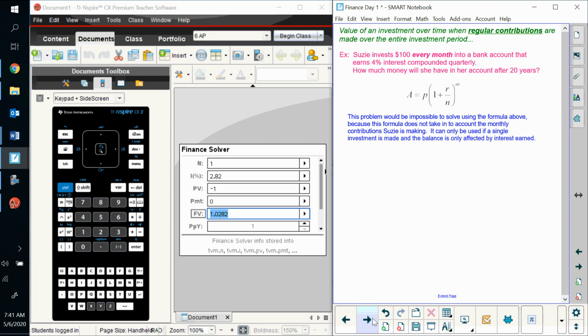Okay, so here's the big reason why we want to use the finance calculator: what if you're regularly contributing? Susie's going to give $100 every month in her bank account, 4% compounded quarterly. How much would she have after 20 years? Well, the basic formula you learned in Algebra 2 wouldn't work, because that only puts the money in and just lets it sit. You're not contributing something new each time.